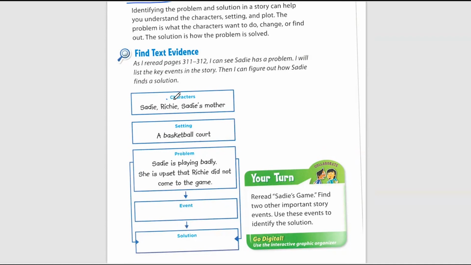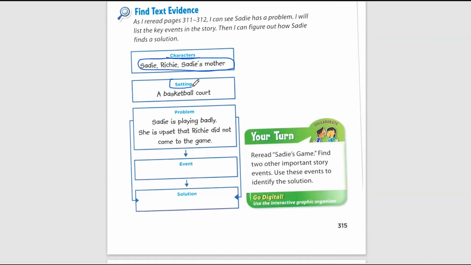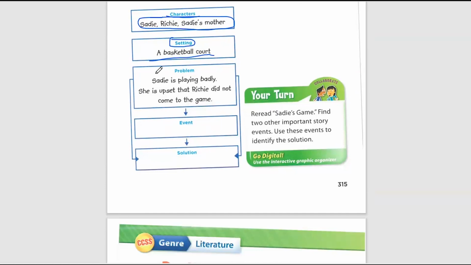So first off, in this box here, we have the characters. We have Sadie, Richie, and Sadie's mother. Setting is where the story takes place, a basketball court. Now, the problem is Sadie is playing badly, and also she is upset about her brother not coming to the game. So now we need the event. So what happens? And then we will get the solution, okay?